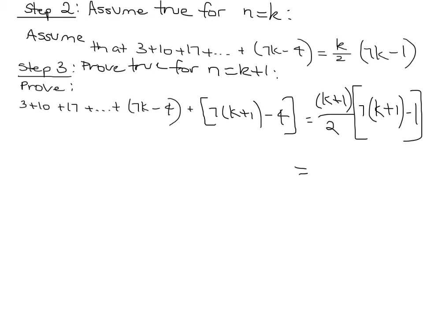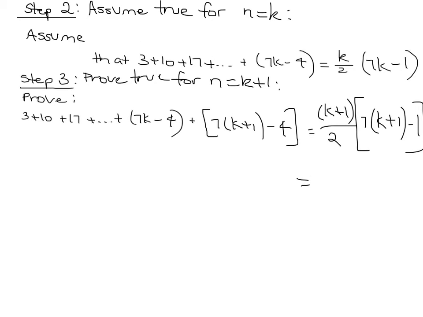We might expand this right-hand side and then we'll continue with the proof. If we just tidy this up a little bit on the right-hand side, that's a k plus 1 on 2 into, that's a 7k plus 7 under there. If I change that, it's 7k plus 7 minus 1, so it's 7k plus 6.